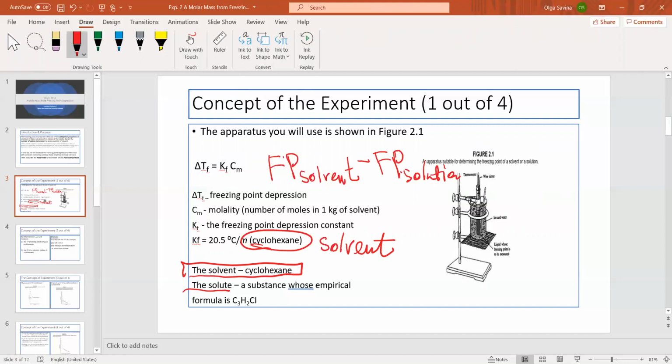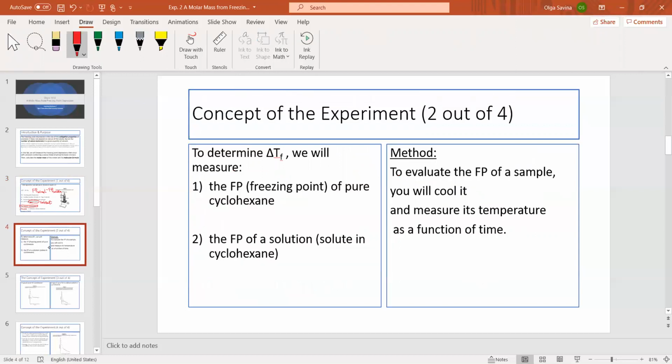So as I said before, the solvent is cyclohexane, and the solute is a substance whose empirical formula is C3H2Cl. Okay, so to determine delta T, we will measure the freezing point of pure cyclohexane and the freezing point of a solution, solute in cyclohexane, and obtain it as a difference of temperatures: the freezing point of pure solvent minus the freezing point of solution.